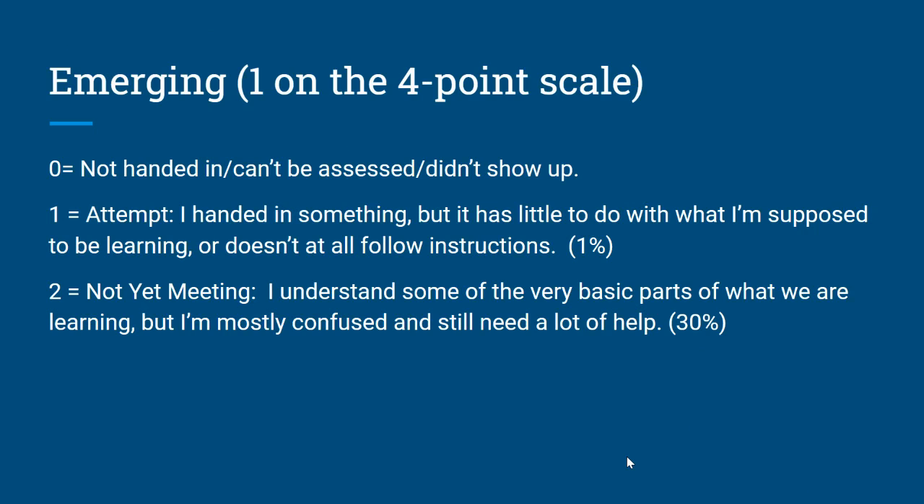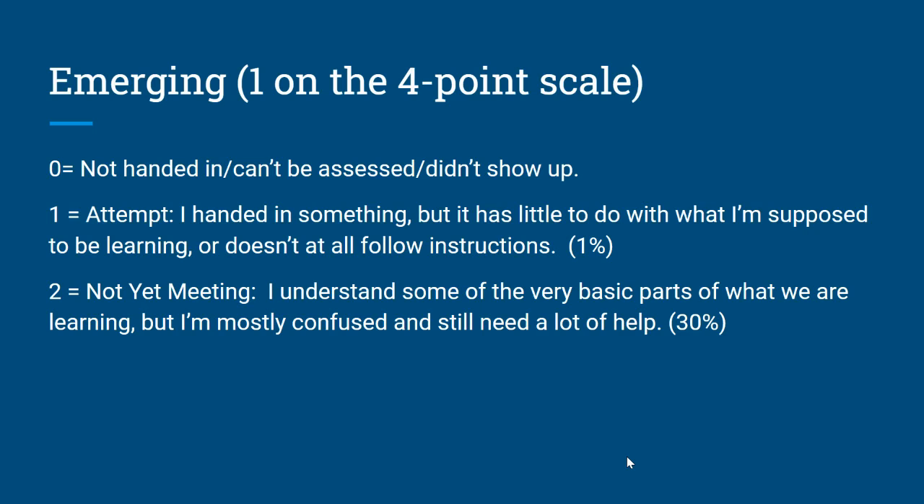So your 1 on the 4-point scale would be a 1 or a 2 on our 8-point scale, or it could be a 0. A 0 is not handed in, or I didn't bother showing up that day and didn't let anybody know, or I couldn't assess that. So if you see a 0 or an NHI, not handed in, that means you need to take care of that. That's up to you to take care of.